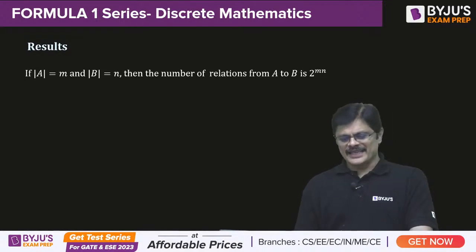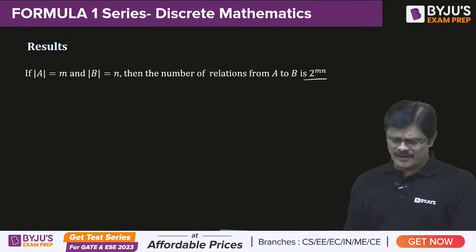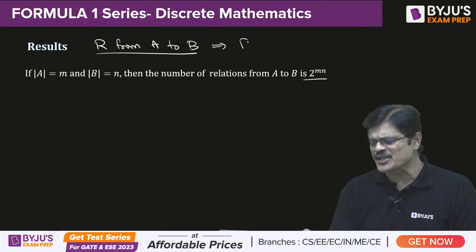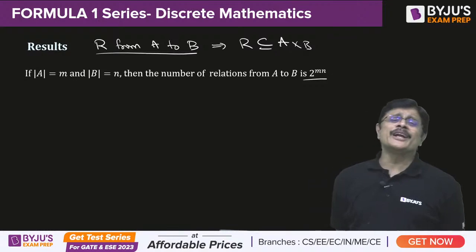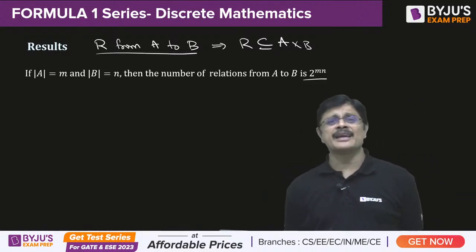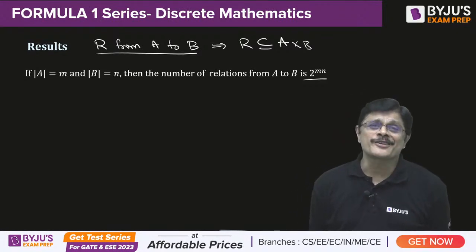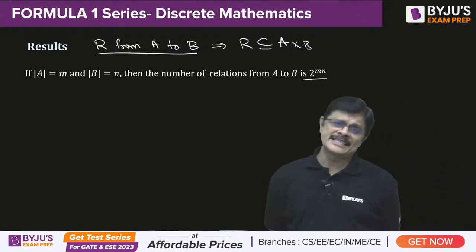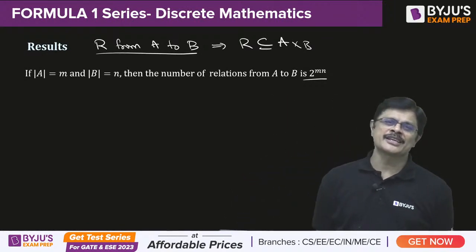And this one we already said. What is a relation, my dear friends? A relation from set A to set B is actually a subset of A cross B. So if we ask how many relations are there from set A to set B, it is the same as asking how many subsets there are of A cross B, because every relation is a subset of A cross B.